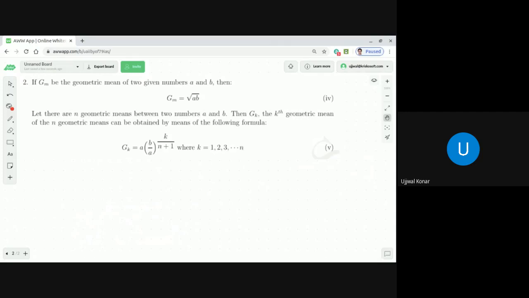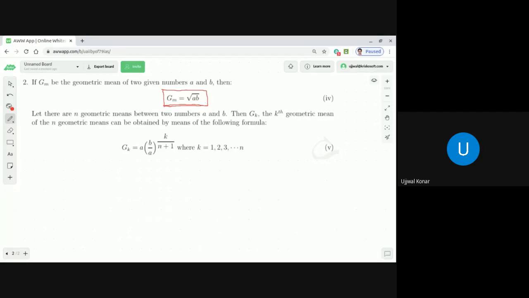Correct? Yes. So, in geometric mean, what happens is that you take two numbers, A and B. Their geometric mean, as you see on the screen, is equal to the square root of A into B. Correct. That is the geometric mean. That is the square root of A into B, the positive square root, by the way. Correct? Clear or not clear?